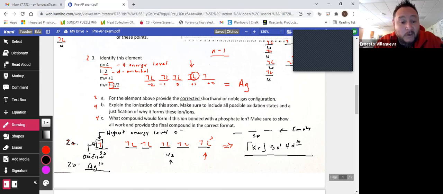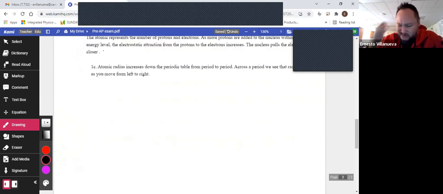Question number 4, final question. What compound would form if this ion bonded with a phosphate ion? Make sure to show all work and provide the final compound in the answer. So let's write a 2C here. I'm trying to squeeze it here just to give us as much space, but now that I'm thinking about it, let's just go ahead and scroll down.